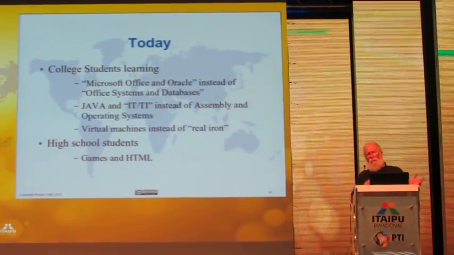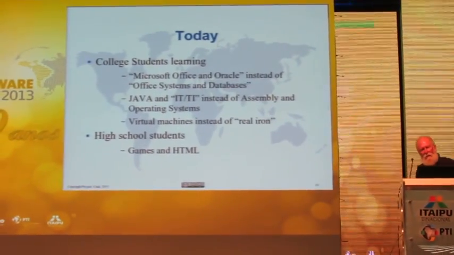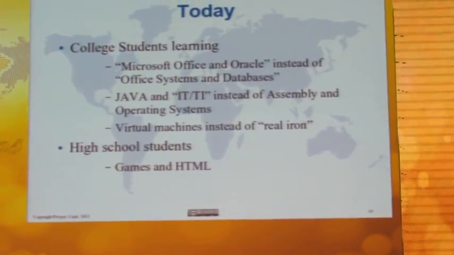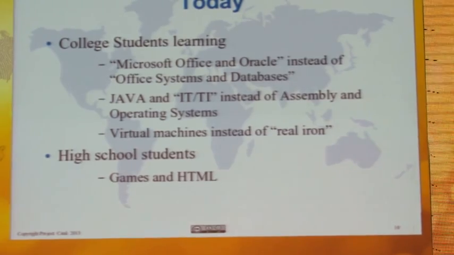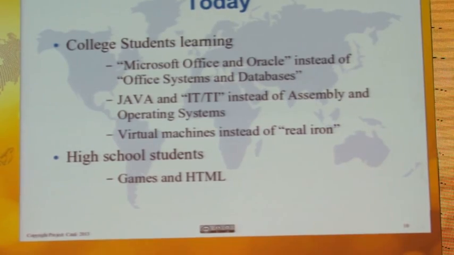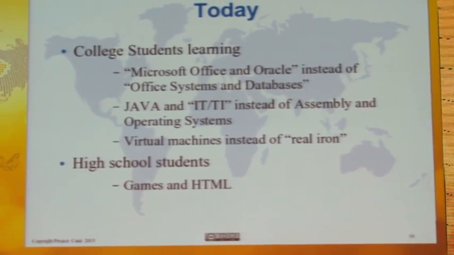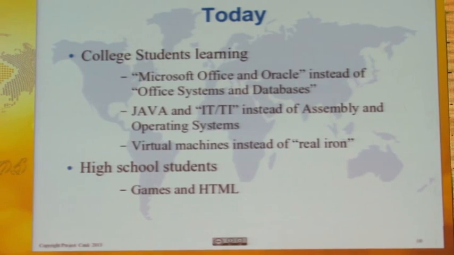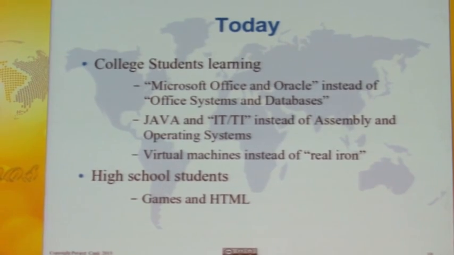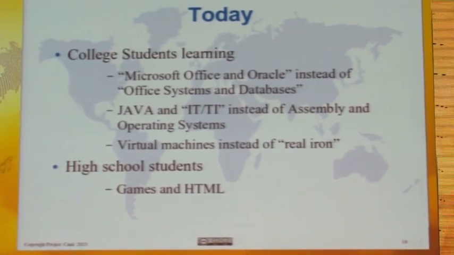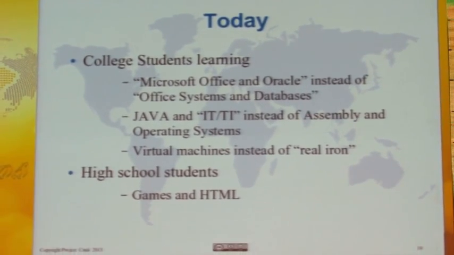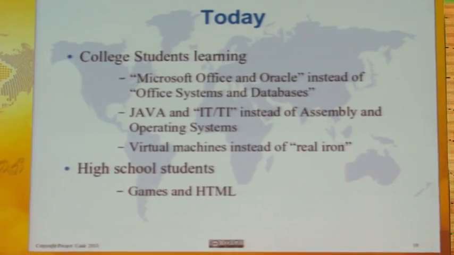So today, what most college students are learning is Microsoft and Oracle instead of office systems and databases. We all know that that is bad. But what they're also learning is Java and IT, or information technology, instead of assembly language and how operating systems work. Not every university is teaching this, but enough. And we have to stop this. We have to stand up and demand that students who are learning computer science learn real computer science.